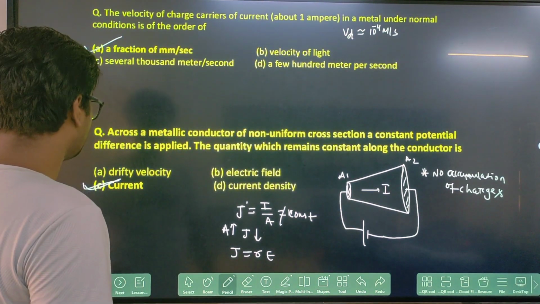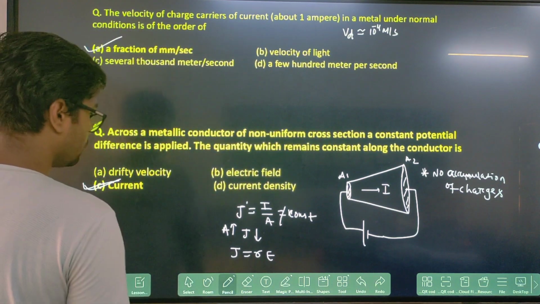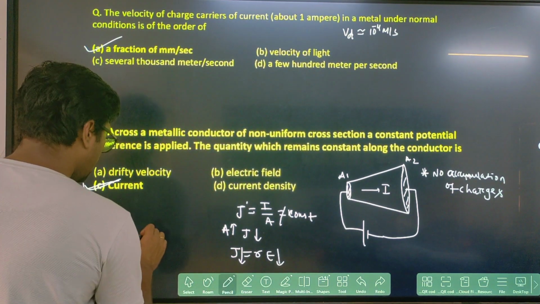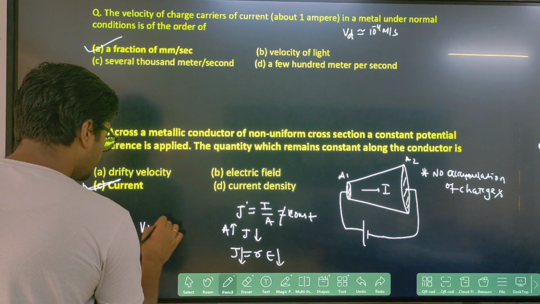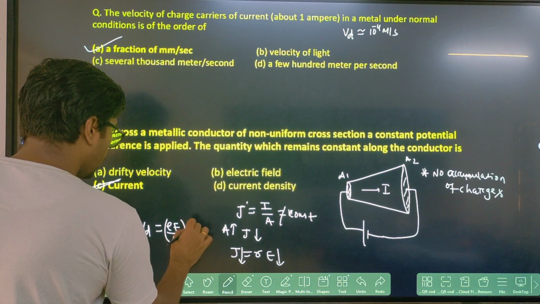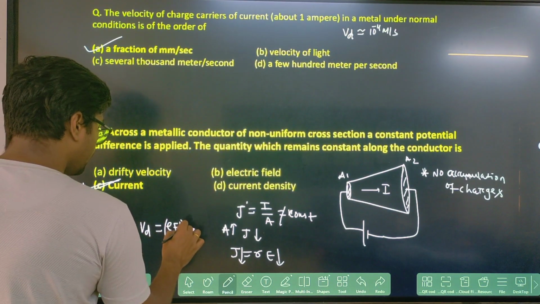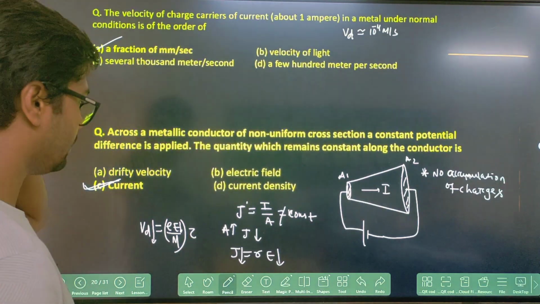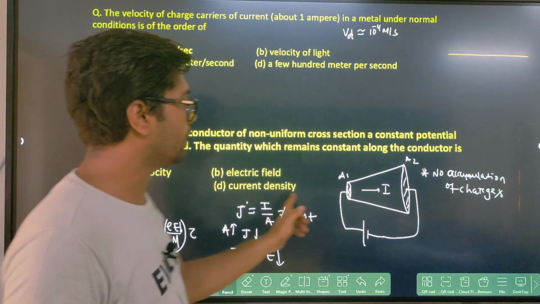Clear? Now come to the drift velocity. J is decreasing, so the electric field is also decreasing. Now, drift velocity, you know that Vd equals E divided by m into tau. If the electric field is decreasing, then Vd is also decreasing. Clear? This is going to happen here if the current is flowing.